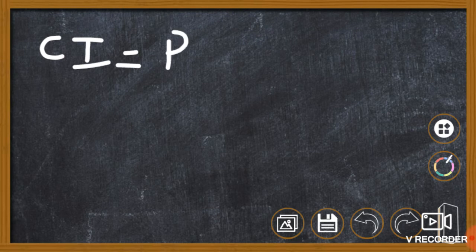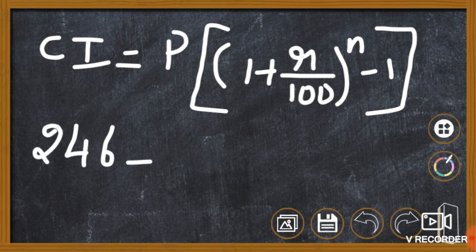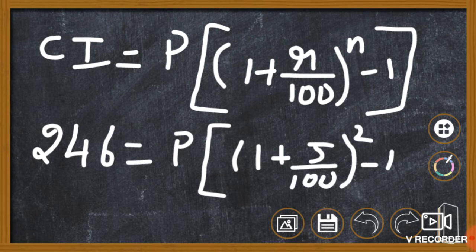Let us move on to the first step. Formula is compound interest is equal to P into 1 plus R by 100 to the power N minus 1. Compound interest is given as 246, which is equal to P into 1 plus 5 by 100 whole to the power 2 minus 1. In the similar way, 1 plus 5 by 100, after taking LCM, it is 105 by 100. Once it is simplified, it results as 21 by 20.